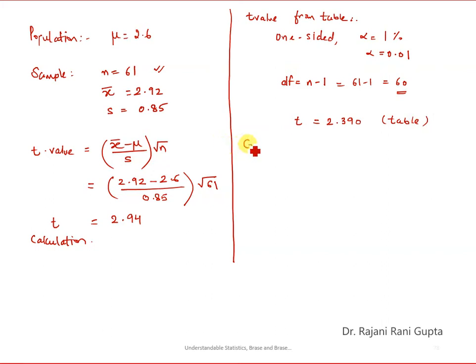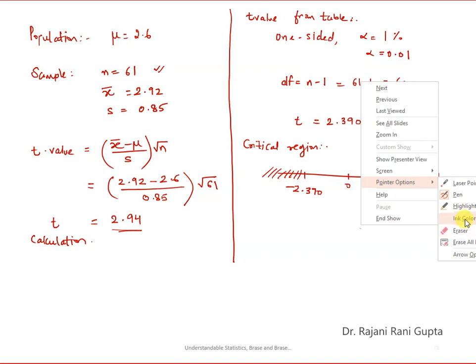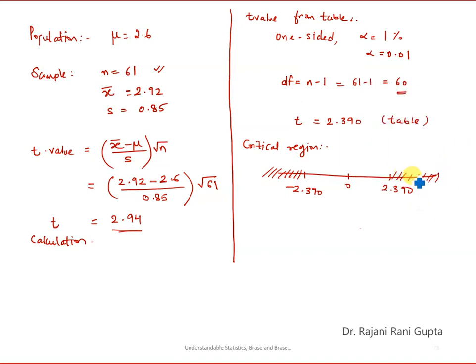Now we make the critical region. Now critical region will be, put the point 2.390. Let's say this is the origin. This is minus 2.390. This is the region of rejection. Our calculated value 2.94. Now this time what happened? Our calculated value is 2.94 somewhere here. It lies in the critical region.